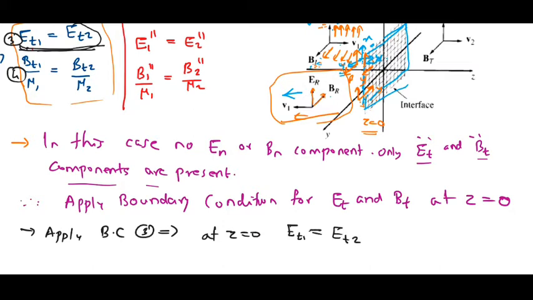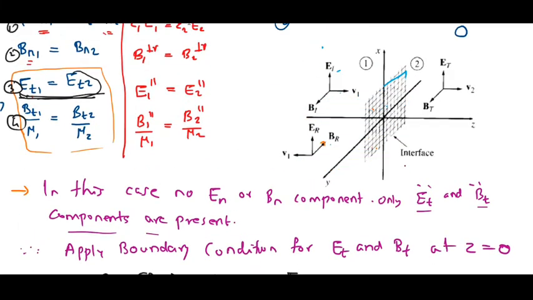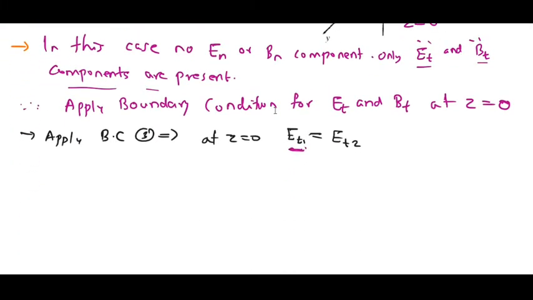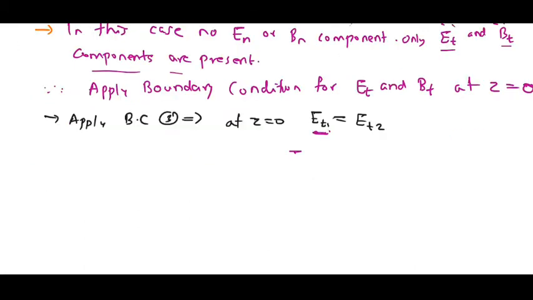Then what is the tangential component of the electric field present in medium 1? That is the meaning of ET1, the total tangential component of the electric field present in medium 1. If you refer to this figure, for the tangential component of the electric field, we have the incident electric field component and the reflected electric field component. That is, totally we have the ET1.